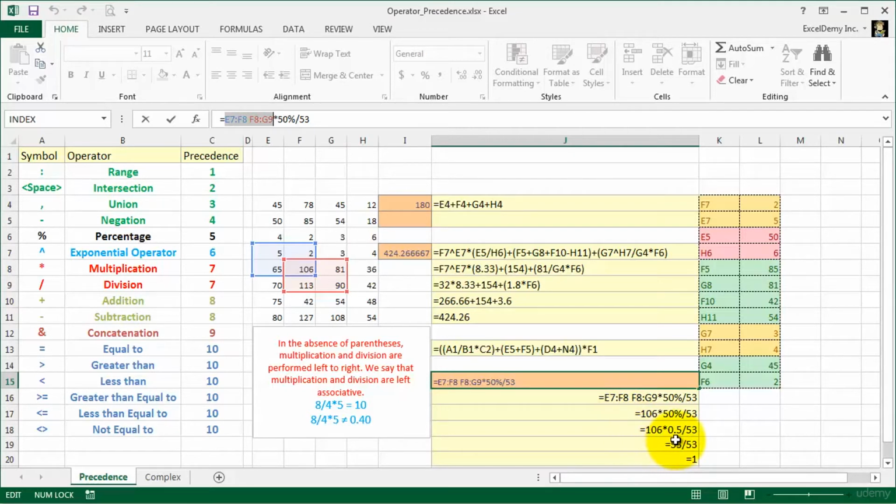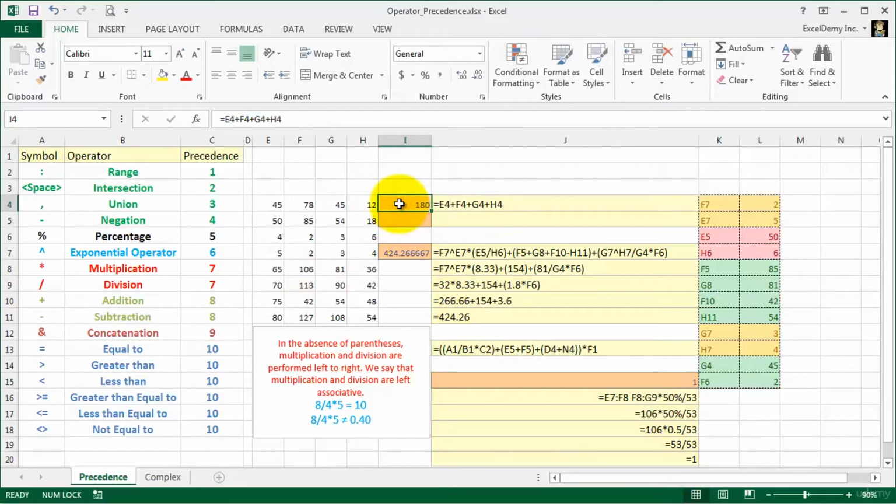There are two operators now, multiplication and division. They have the same precedence level. You know, when operators have the same precedence level, they are calculated from left to right. So this part, 106 times 0.5, will be evaluated first. Now the formula is 53 divided by 53, which results in 1. So this is how precedence level works in an Excel formula. Now I select cell I4.